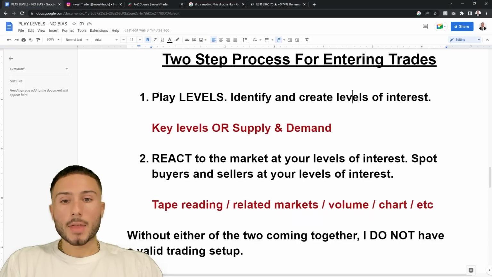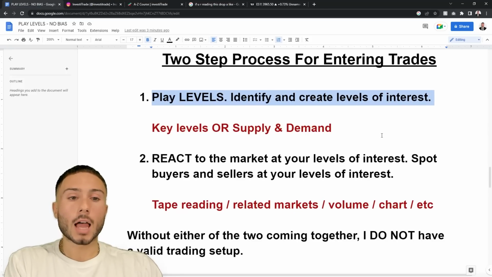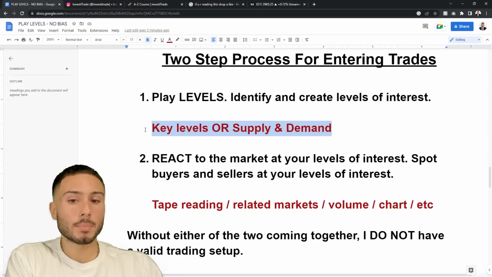So that's our first step. That's where our level comes from. These are our levels of interest. It is a key level and a supply and demand zone.